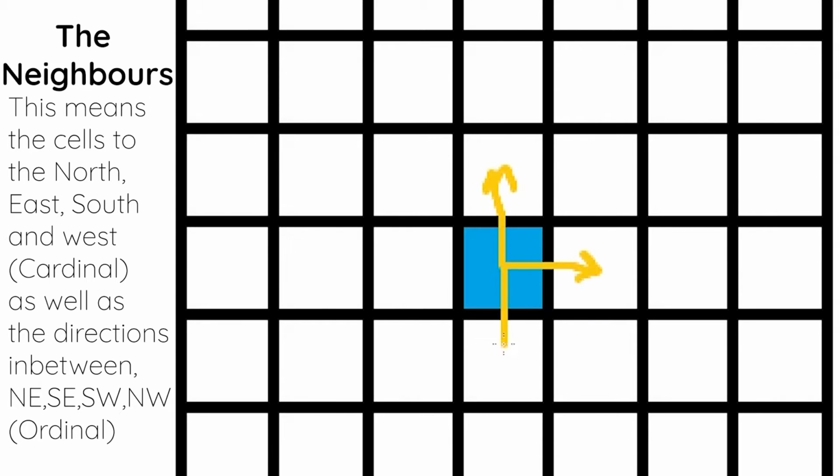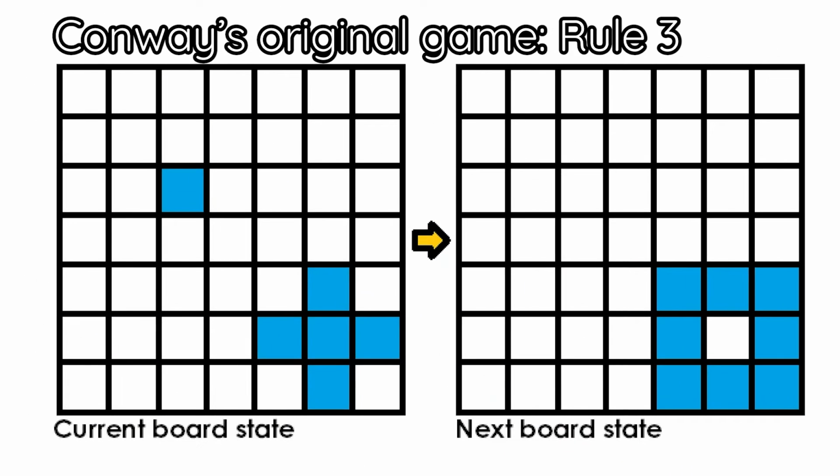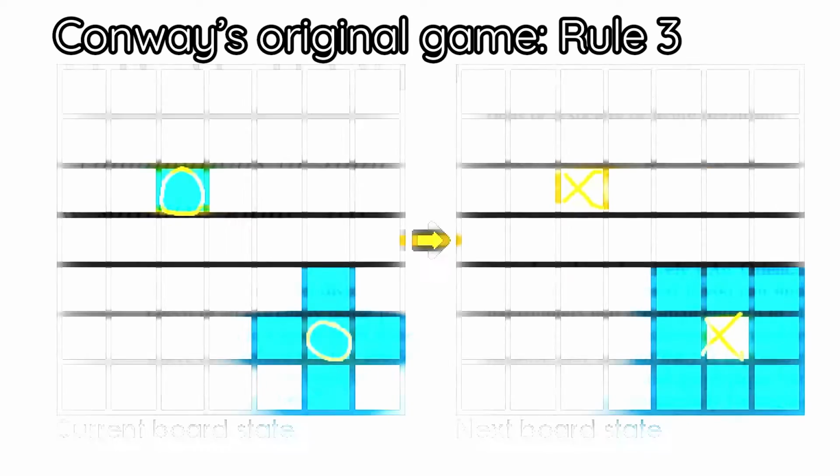All I mean by this is the cells which are located in the cardinal and ordinal directions to the cell in question. The first rule is that any living cell with 2 or 3 neighbours will happily survive into the next generation. The second rule determines how new cells are born into the world. If a dead cell has exactly 3 living neighbours, then it will spring to life in the next generation. The third and final rule is that any living cell that has less than 2 or more than 3 neighbours dies, as if by loneliness or overpopulation respectively.